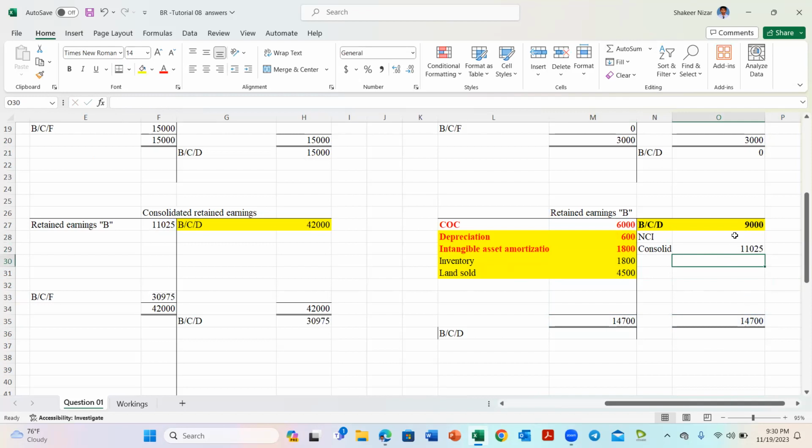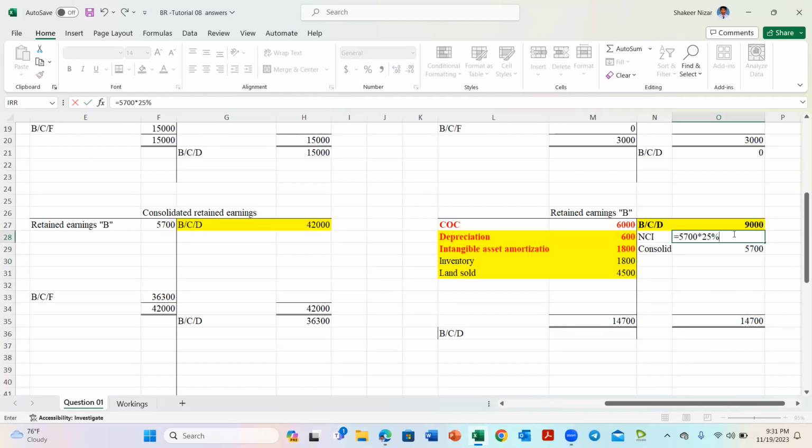The remaining should go to where? No, I'm wrong, because this minus this is 5,700. Of 5,700, 25% goes to the NCI. Such loss should be distributed to the NCI. The remaining should be distributed to the parent, 75%, right?